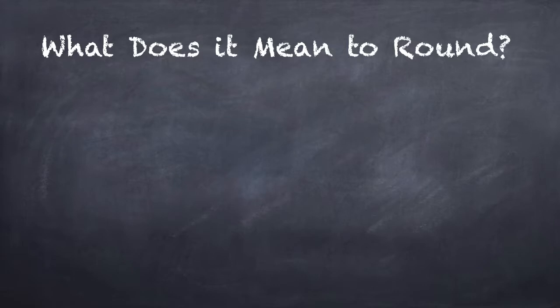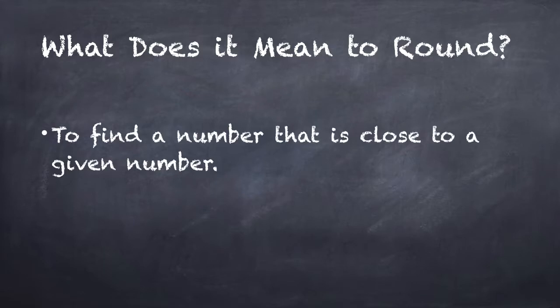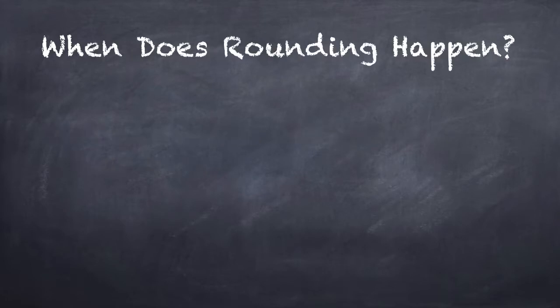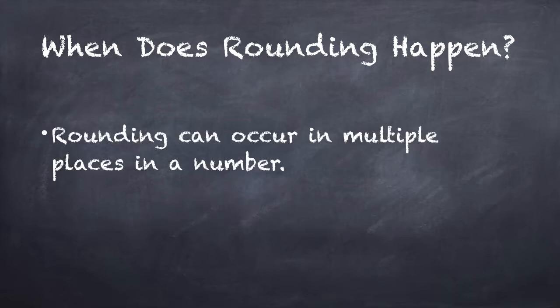So, what does it mean to round? Rounding is defined as finding a number that is close to a given number. When does rounding happen? Rounding can occur in different places in a number. These places are the different place values that are in a number. Let's use an example.